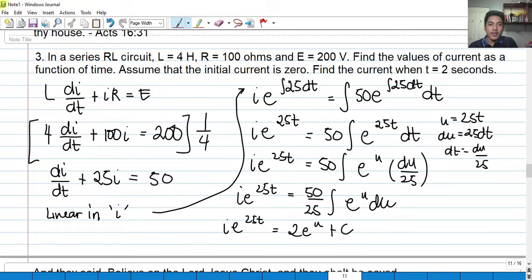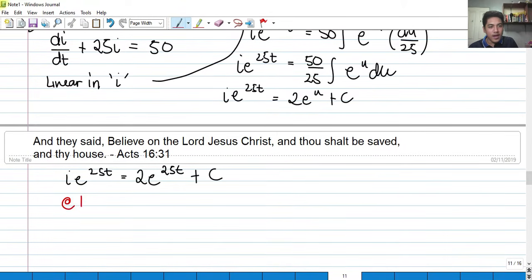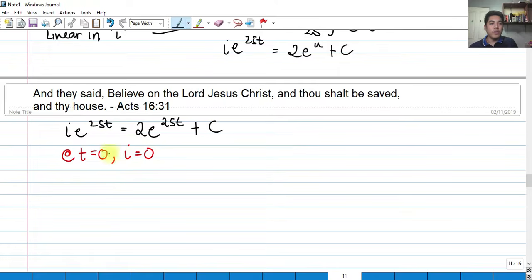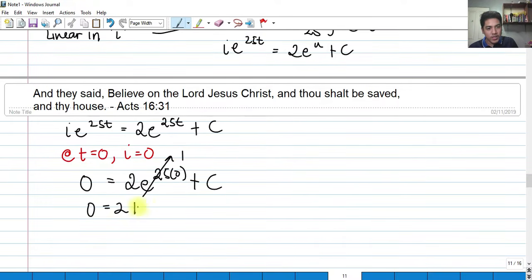It says, assume that the initial current is 0. So at time t equal to 0, current is equal to 0. What will happen if I plug this into our equation? We have I equal to 0. Then definitely the left side of the equation will become 0, because 0 times any number is 0. This equals 2 e raised to 25 times 0 plus c. 25 times 0 is 0, and e raised to 0 is 1. So 0 is equal to 2 plus c. Therefore, c is equal to negative 2.